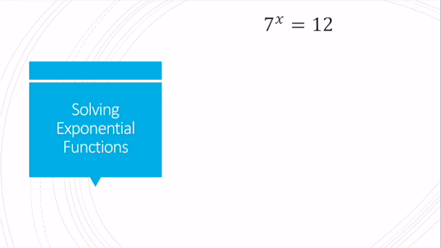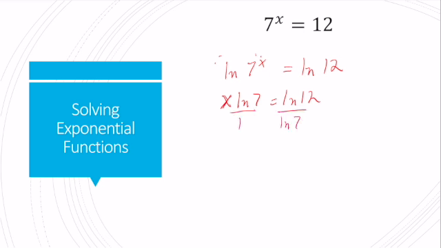So if I take the natural log of both sides, 7 to the x and 12, that means I can move this x to the front using the properties of logarithms. So I have x natural log of 7 equals the natural log of 12. In order to solve for x, I can divide both sides by natural log of 7. So I have x equals the natural log of 12 over the natural log of 7.